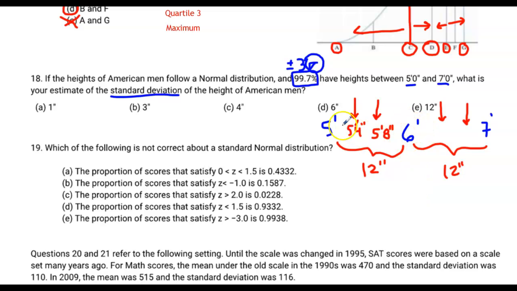If I go from 6 feet down to 5 feet, jumping by 3 standard deviations, I'm going down by 4 inches, down by 4 inches, and down by 4 inches. So my answer should be about 4 inches.